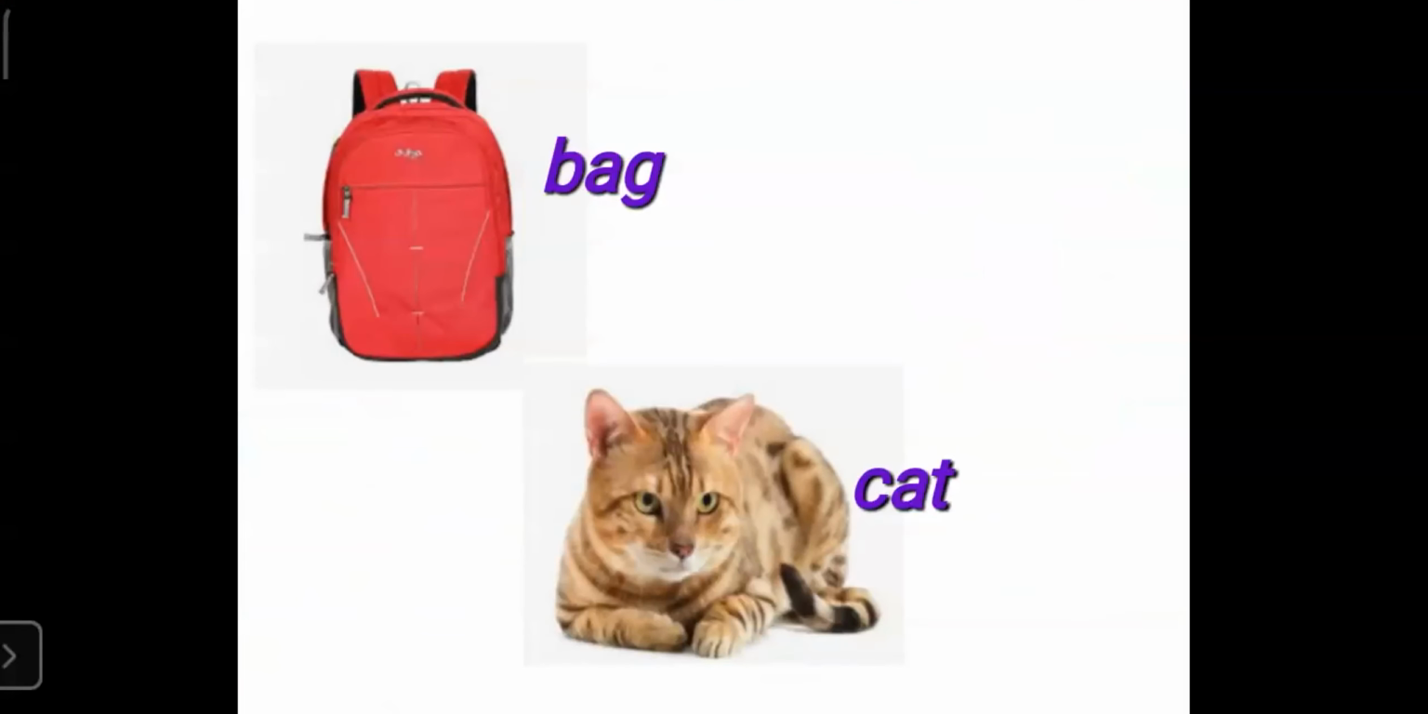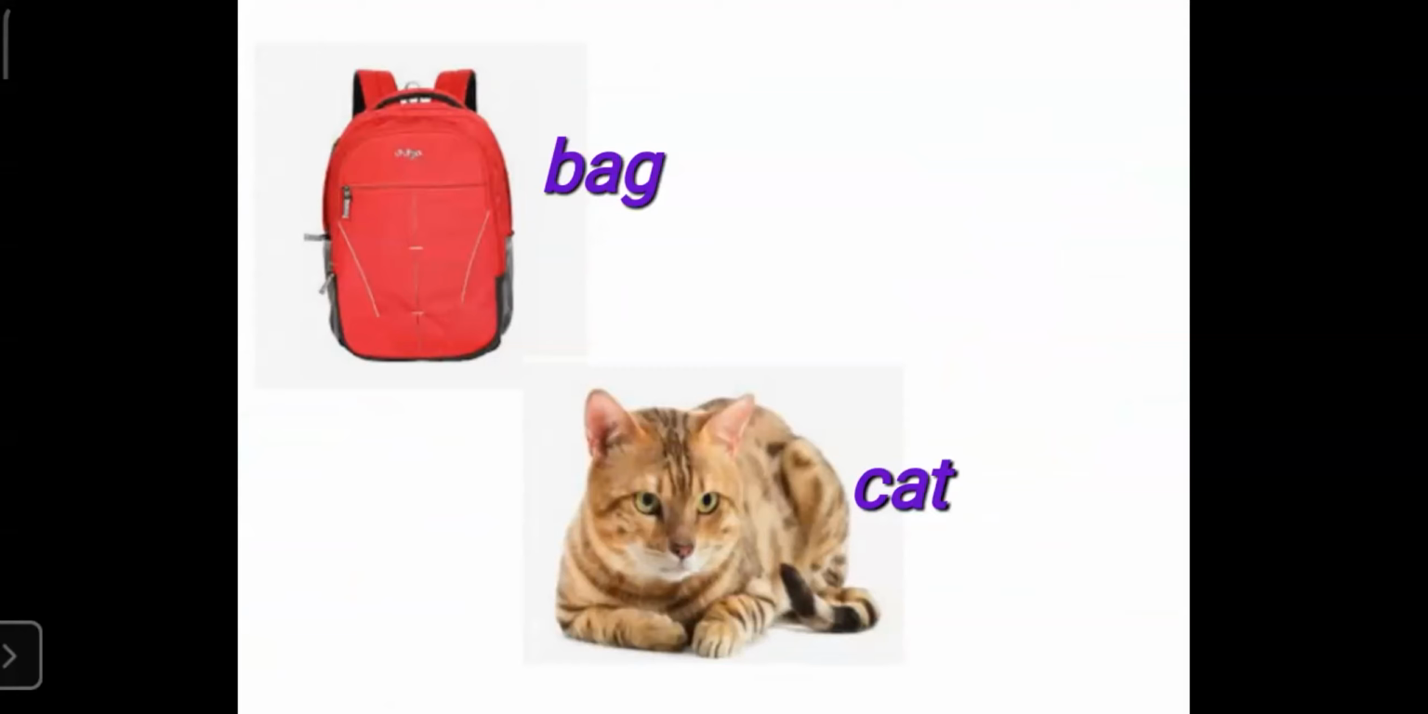Now, we have made new words, but it is also important that we know their meanings also. The first picture is of a bag. You all use this when you go to school. So what is the spelling of bag? B-A-G, bag.